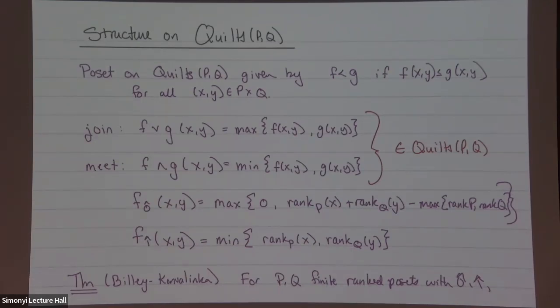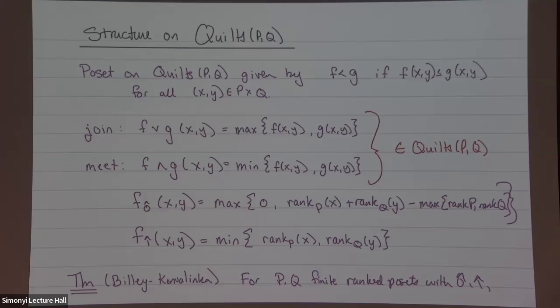So inspired by the results on Bruhat order and ASMs, we want to have some similar things with quilts. One of them is to say, okay, well, is there a poset running around here? And there's a very natural poset on quilts. We'll say that F is less than G if F of X, Y is less than G of X, Y for all pairs X and Y in the product of the posets P, Q. Okay, that's easy enough. Certainly gives rise to some poset.